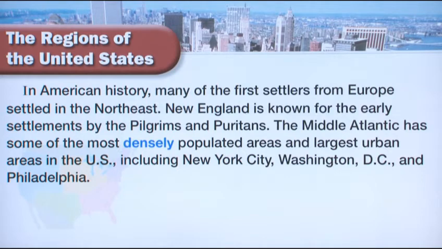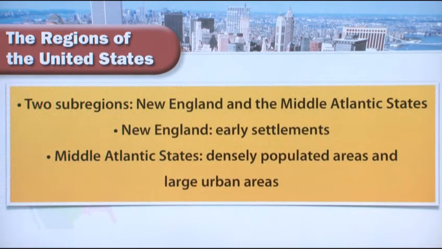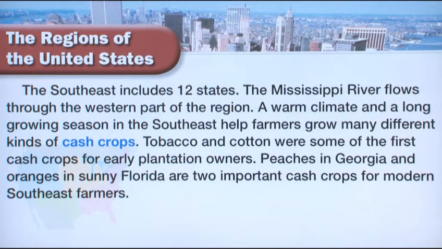Now let's take a minute and look back at what we've just looked over. The 2 subregions in this first region are New England and the Mid-Atlantic states. New England had early settlements by the Puritans and the Pilgrims, while the Middle Atlantic states are known for their densely populated areas and large urban areas such as New York City. Moving on, the Southeast includes 12 states.